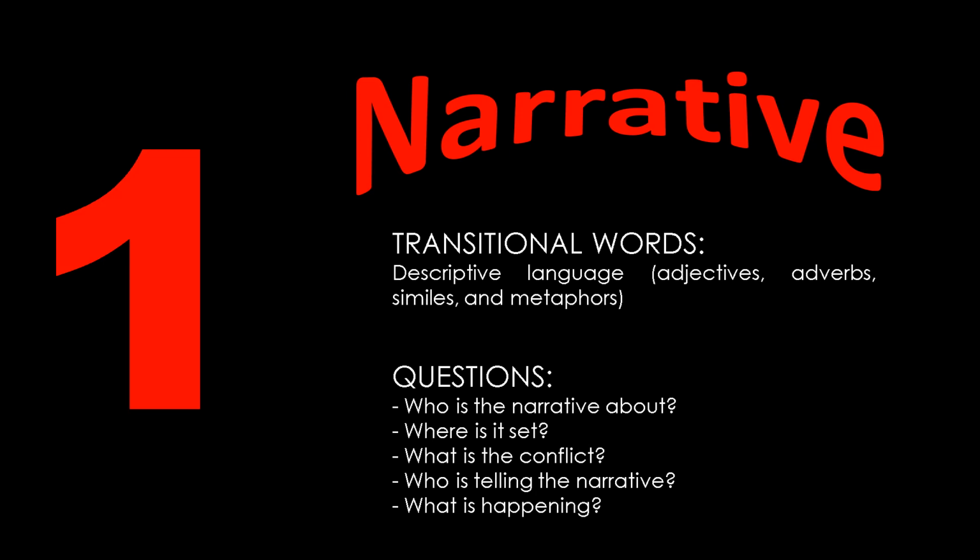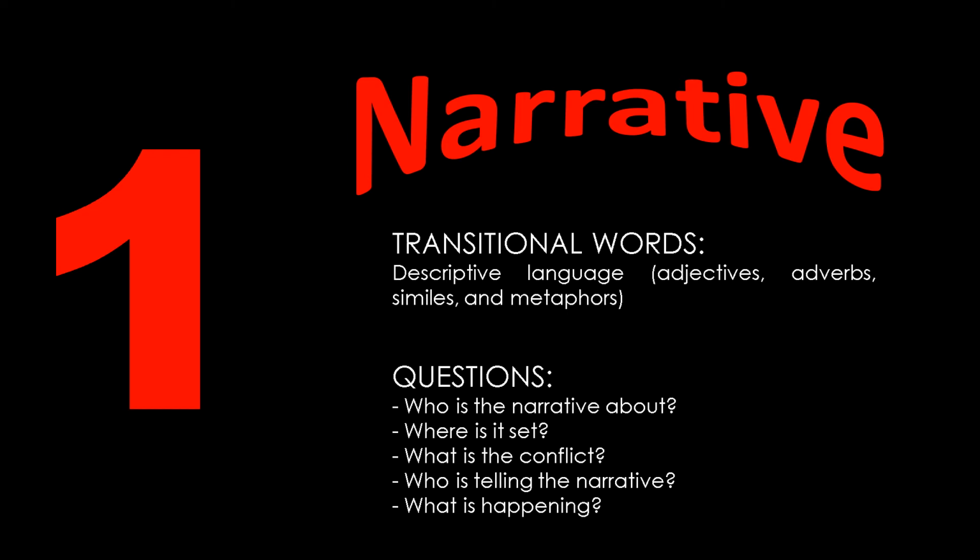Here are some of the questions you can use to know more about the narrative text you are reading. Number 1, who is the narrative about? This question will lead you to the character or characters of the story you are reading. Second, where is it set? This question will tell you the setting of the story or where the story happened. Another one is, what is the conflict? It will give you an idea of the challenges and problems that happen in the story.